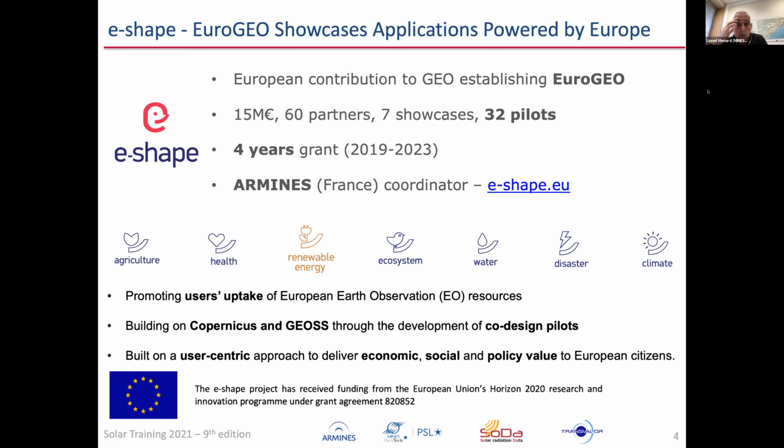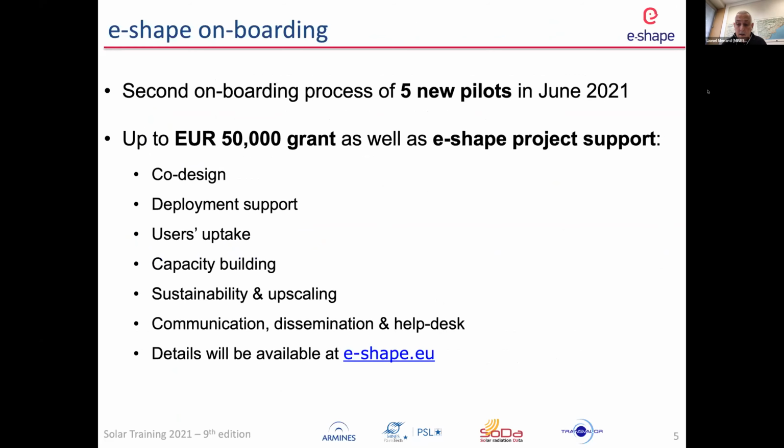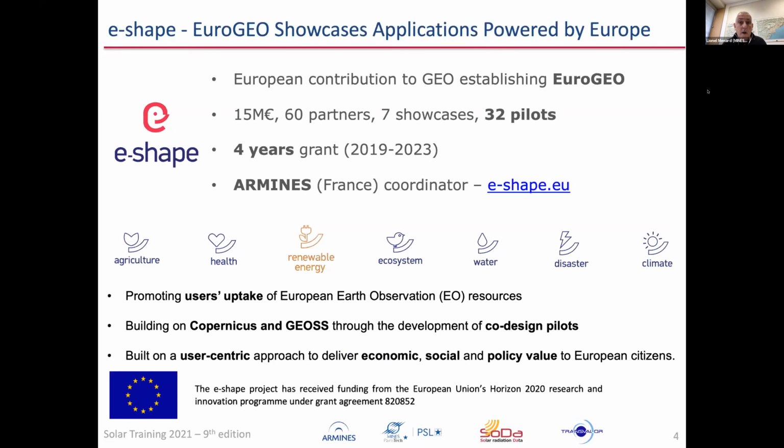You see the nice icons in this slide. And basically it aimed at developing 32 pilots. That's a lot of pilots. And we are only showing you one of them in this session. So it's a 4-year grant. We started last year. And it is coordinated by MINES ParisTech. So Philippe and I, and my colleague from the project management team. More information is available on the website.